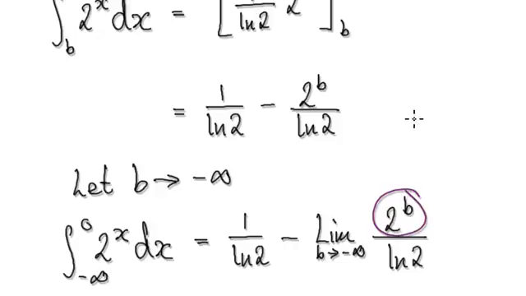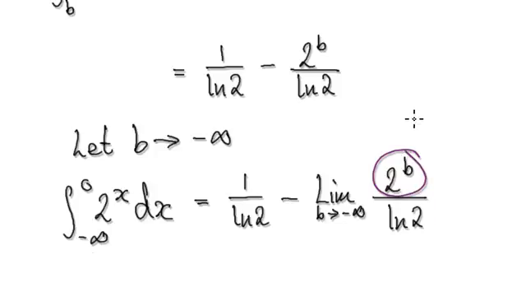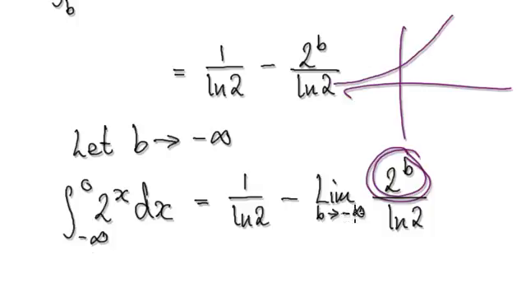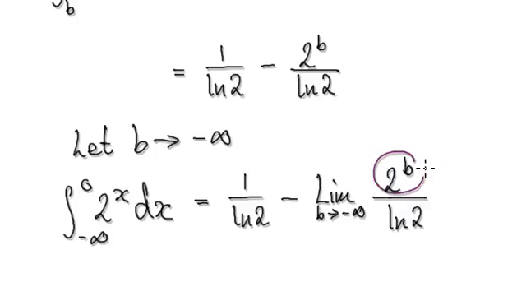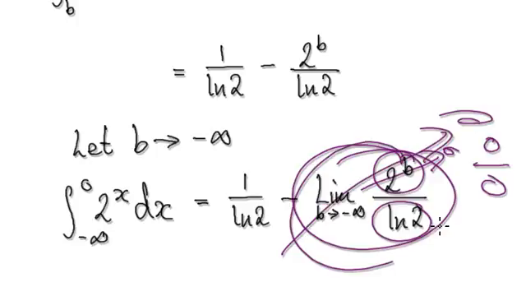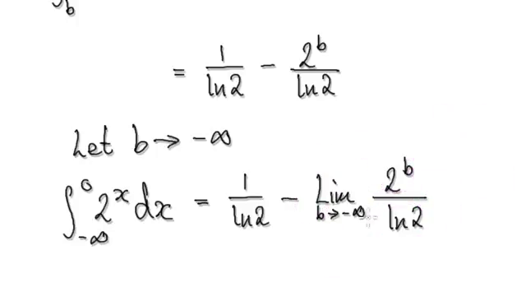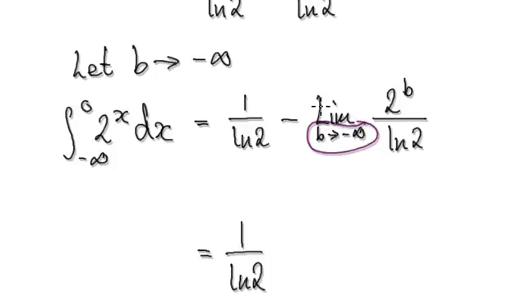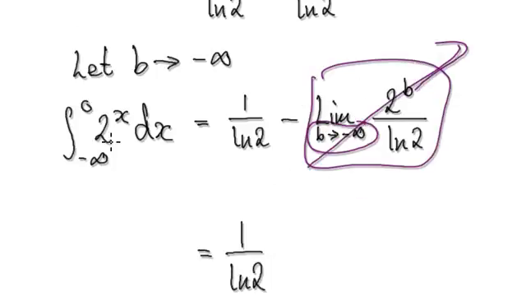Now, if you look at this here, bear with me. If you look at this here, 2 to the power of x looks like this. As b heads towards negative infinity, this thing here will head towards 0. So you're going to get 0 divided by a constant. So this thing here is going to be 0. The whole thing here will be 0 as b heads towards negative infinity.